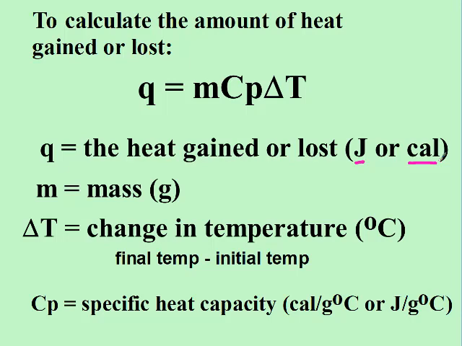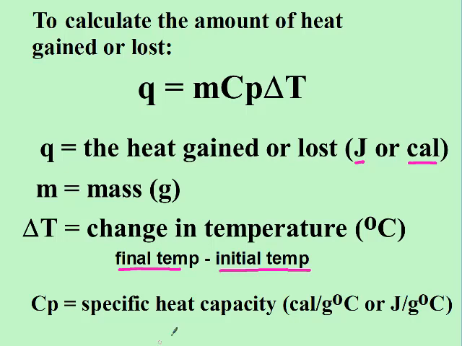M is going to be mass. It's generally going to be in grams, but you could also see milligrams or kilograms or centigrams. Delta T is our change in temperature. We're going to do the final temperature minus the initial temperature. Most of the time it won't matter which one you're subtracting. You'll just make it a positive number. But if you're solving for initial temperature or final temperature, you'll need to make sure that you're plugging it in like this, final minus initial.